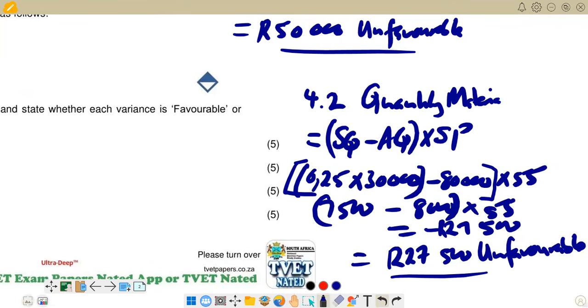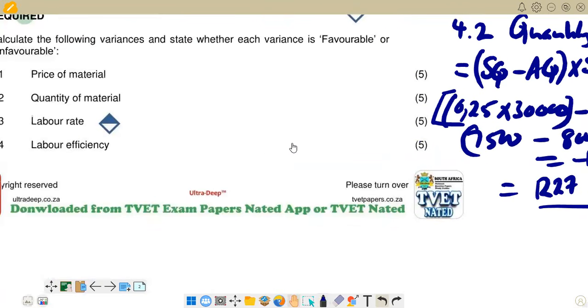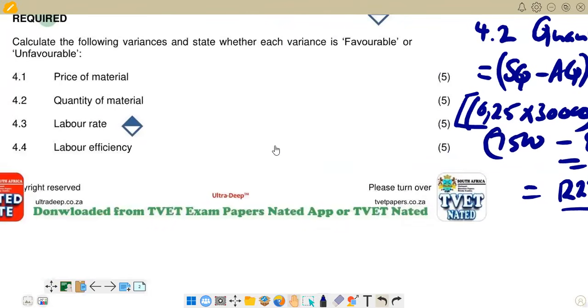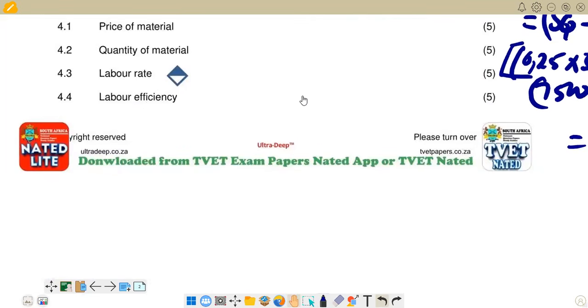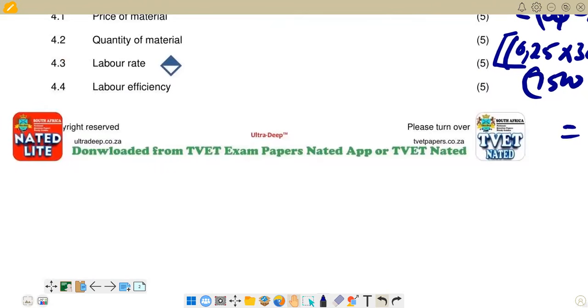Then we go to the next question. If you move to the next question, you are now on 4.3, and 4.3 is saying labor rate. We start by putting the formula for the labor rate.